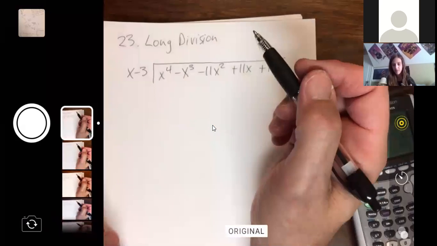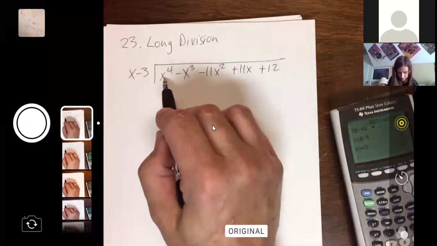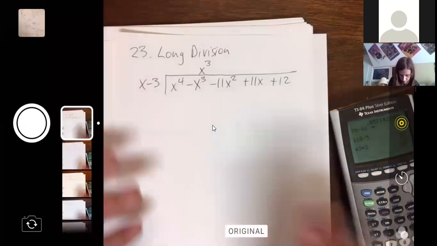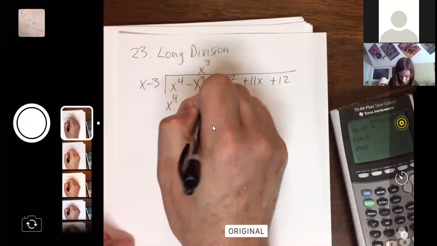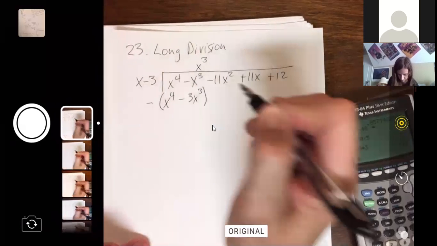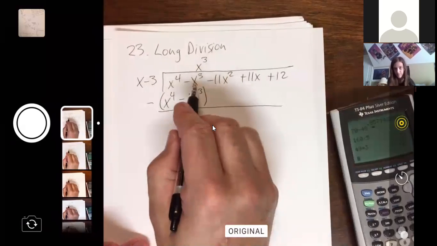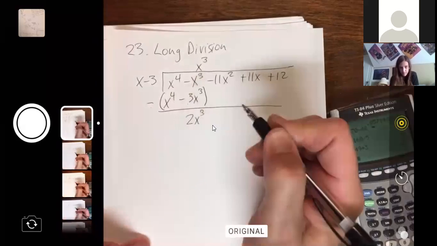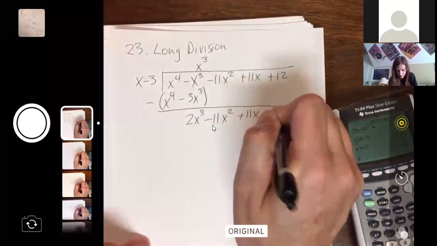If you remember how these work, you basically ask yourself, x times what would give me an x to the fourth? And you can tell it'd be an x to the third. And then you multiply back in both pieces. That would give you x to the fourth minus 3x to the third. And then the secret to it is subtract, but it distributes. Lead piece always cancels. A negative, subtract negative, that'd be negative, add 3, looks like it'd be 2x cubed. And then all the other pieces come down. This is going to be a long one.